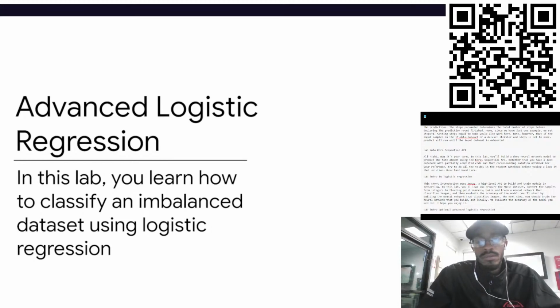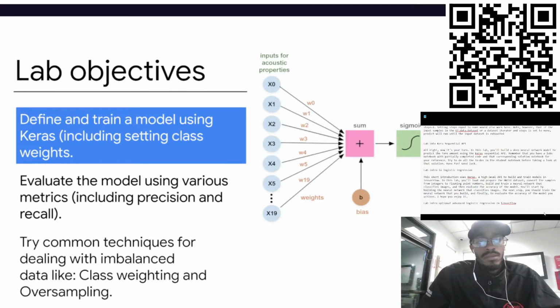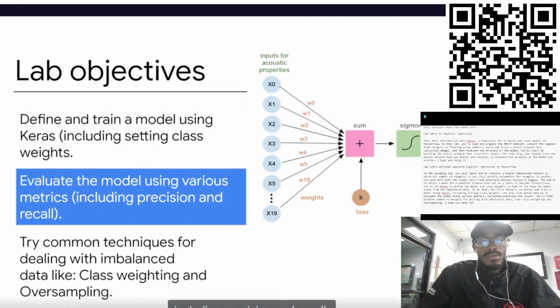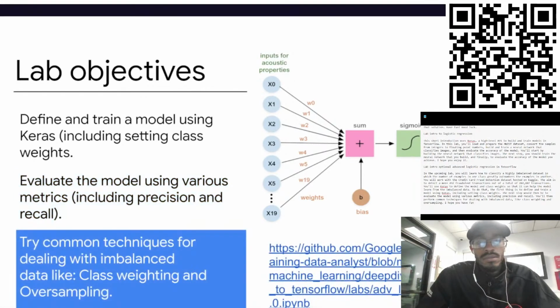You use Keras to define the model and class weights so that can help the model learn from the imbalanced data. To do that, the first thing is to define and train a model using Keras, including setting class weights. The next step would then be to evaluate the model using various metrics, including precision and recall. You then perform common techniques for dealing with imbalanced data, like class weighting and oversampling. I hope you have fun.